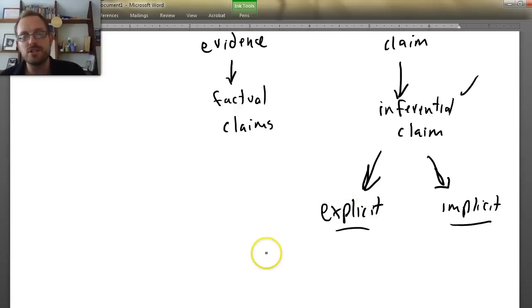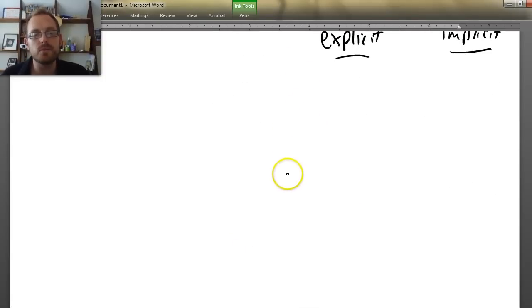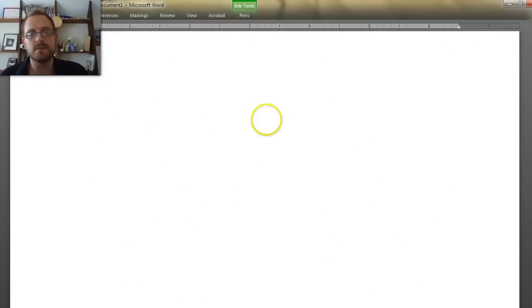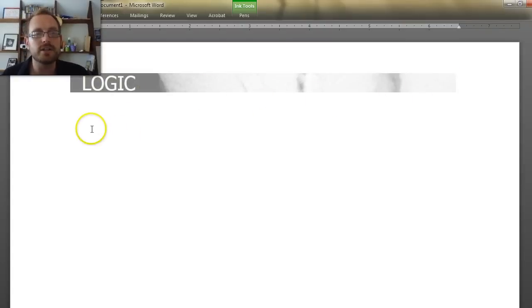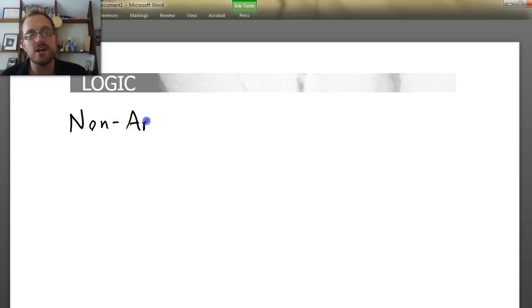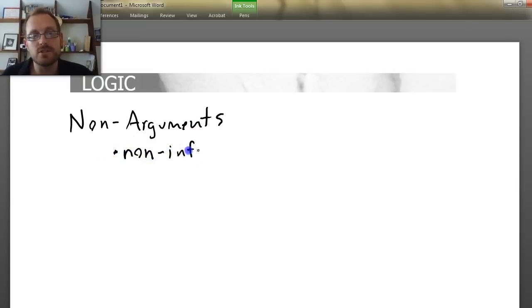Now, why am I mentioning all this? Because if we're going to be talking about recognizing arguments, then that means we have to recognize arguments from non-arguments. So that's what we're actually going to be talking about today: non-arguments. The first class of non-arguments are what we call non-inferential passages. Your book says non-inferential statement passages. I'm just going to say non-inferential statements.